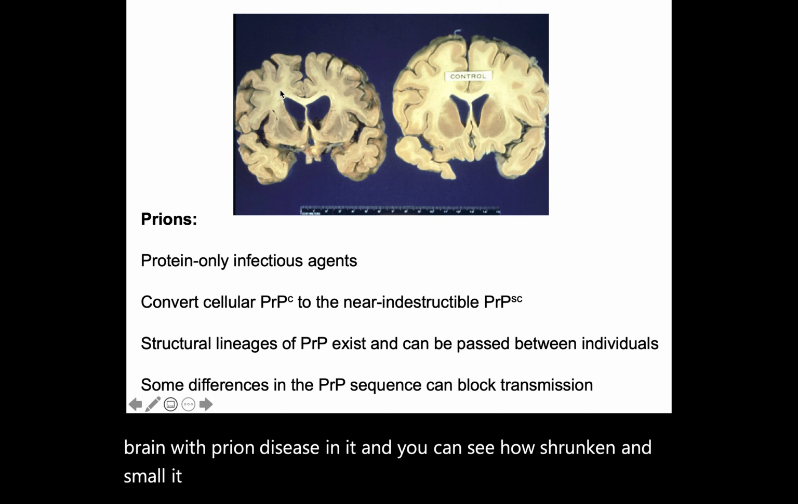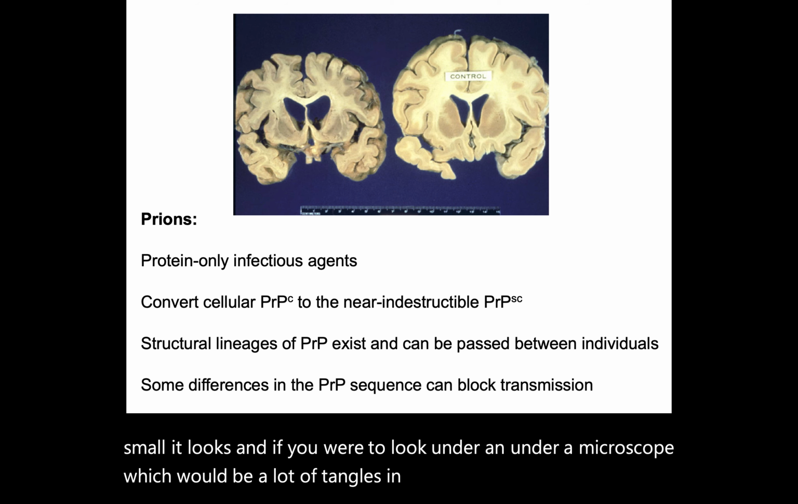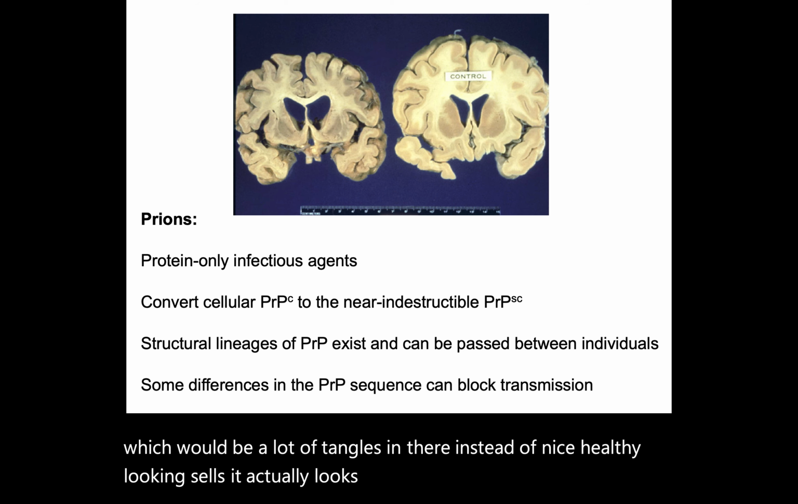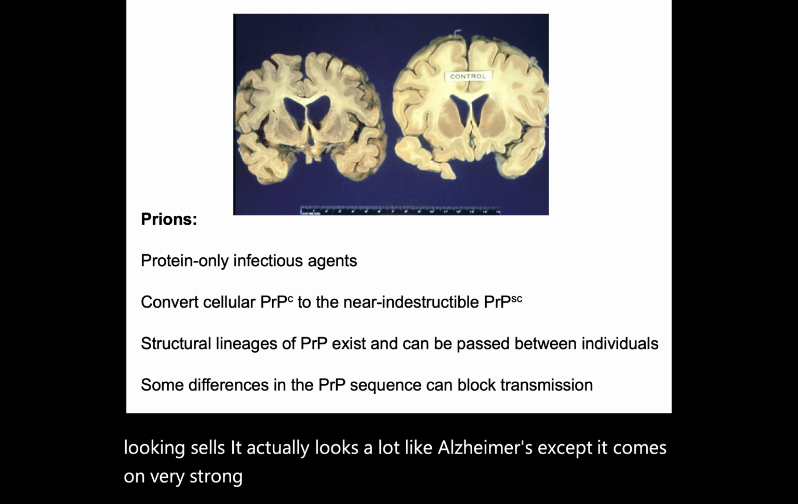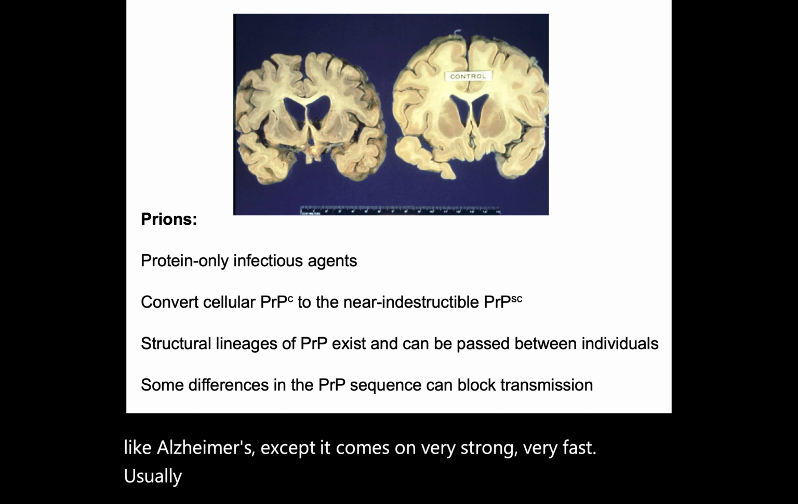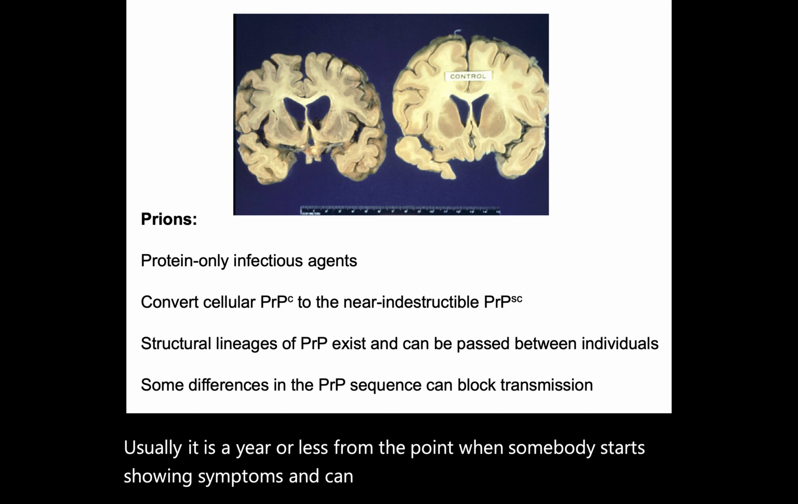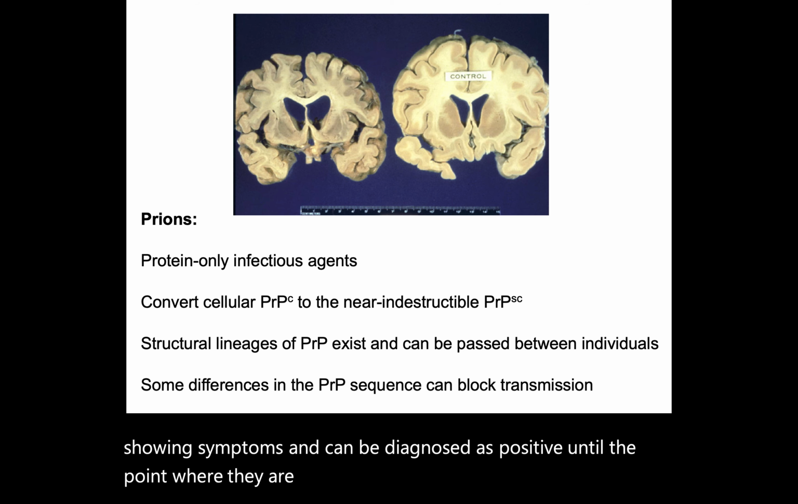And if you were to look under a microscope, what you'd see would be a lot of tangles in there, instead of nice, healthy-looking cells. It actually looks a lot like Alzheimer's, except that it comes on very strong, very fast. Usually it is a year or less from the point when somebody starts showing symptoms and can be diagnosed as positive until the point where they are dead. Yeah. There is no treatment for it.